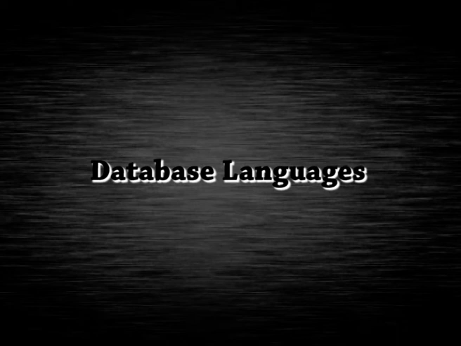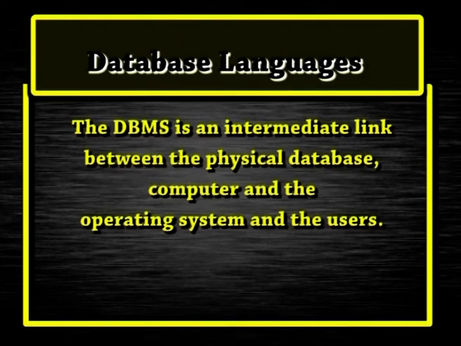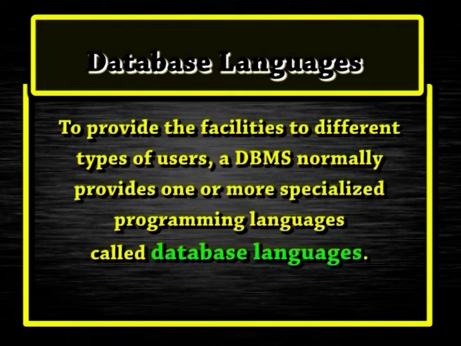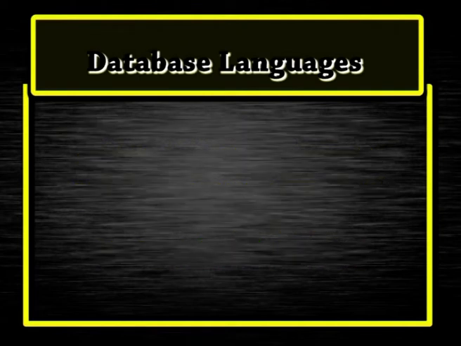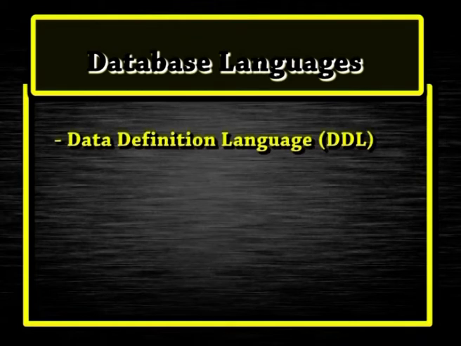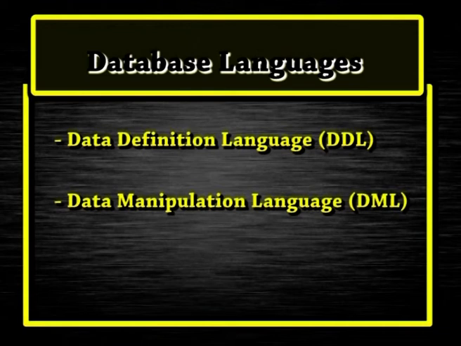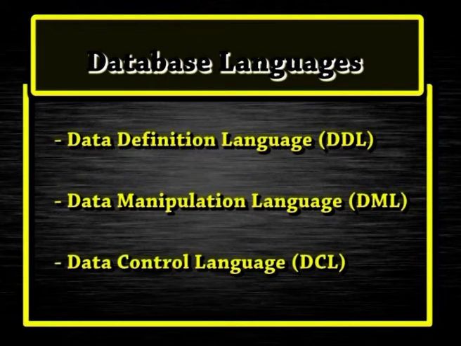Now, we will talk about the database languages. The DBMS is an intermediate link between the physical database, computer and the operating system and the users. To provide facilities to different types of users, a DBMS normally provides one or more specialized programming languages called database languages. These languages are data definition language, in short DDL, data manipulation language, in short DML, then data control language, in short DCL.